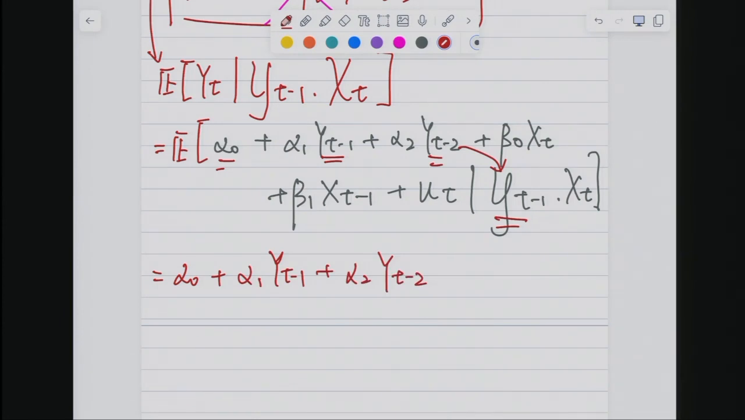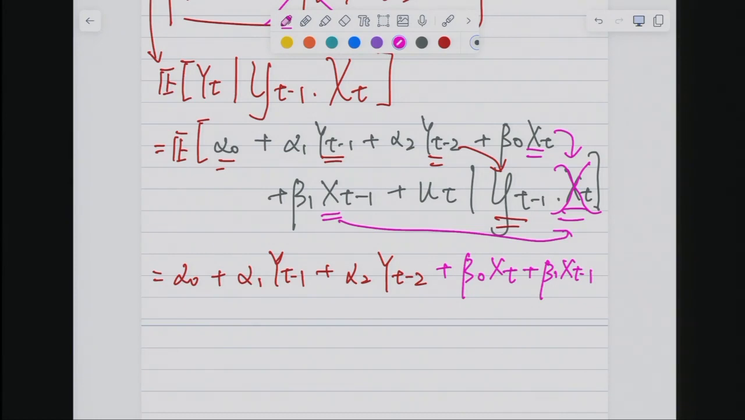Now for xt, given that we are conditioning on all of the information for x up to time t, xt is inside this information set, so the best prediction of xt is just itself. Again, we can just take it out of the conditional expectation, and similarly, its first lag is already given in the information set.